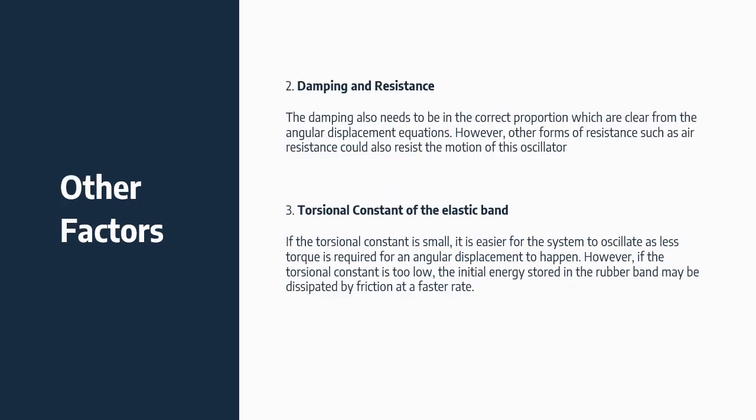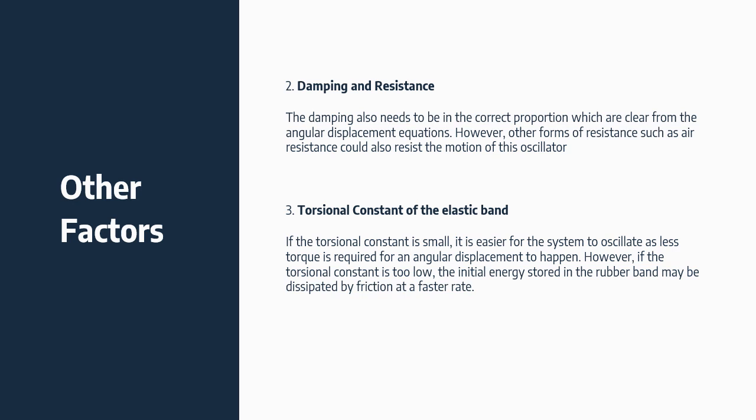Other factors include damping and resistance. The damping also needs to be in the correct proportion, which is clear from the angular displacement equations. If it's not in the correct proportion, then there won't be any oscillations taking place, such as if the moment of inertia is too great.